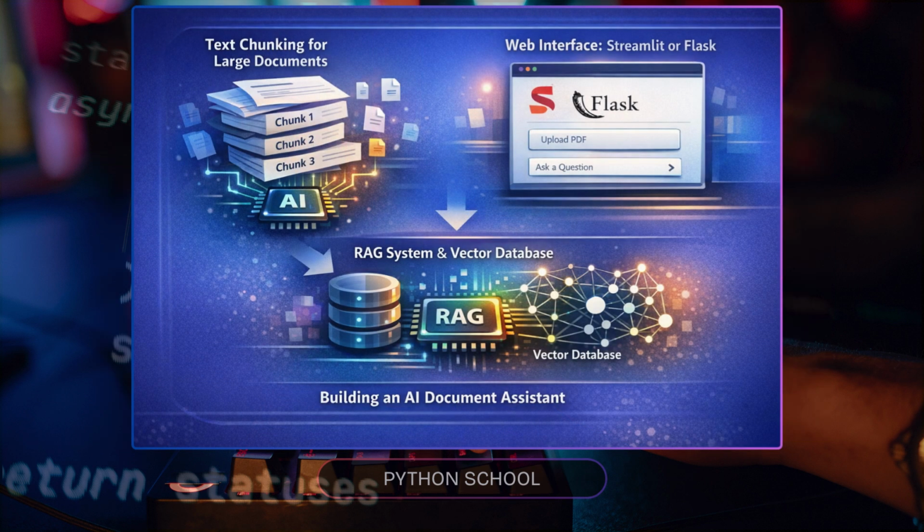Now keep in mind that this is a simple version of the project, but you can extend it in many powerful ways. For example, if you want to support very large documents, you can implement text chunking so the AI processes the document in smaller pieces. You could also build a web interface using frameworks like Streamlit or Flask, so users can upload PDFs directly through a browser. Another advanced improvement would be creating a RAG system, which stands for Retrieval Augmented Generation, using vector databases to store document embeddings. With these improvements, this simple script could evolve into a complete AI document assistant used in real applications.